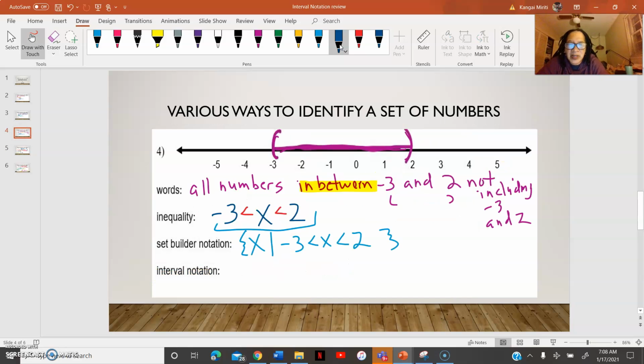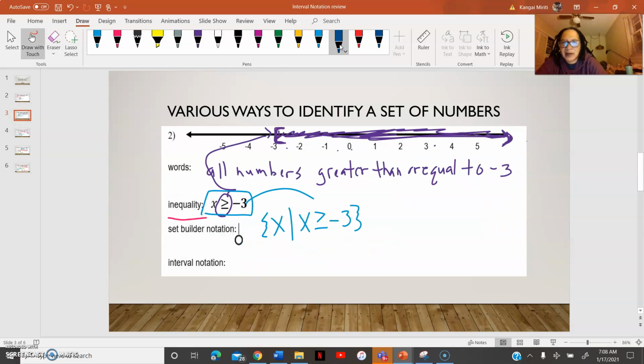Okay, here we go. We want to write this in interval notation. We just look up at the graph, and what do we see? Our low number in this set is -3. Our high number is 2. We put a comma between them. -3 is not included. 2 is not included, so we use curly brackets. Let's look at our next set.